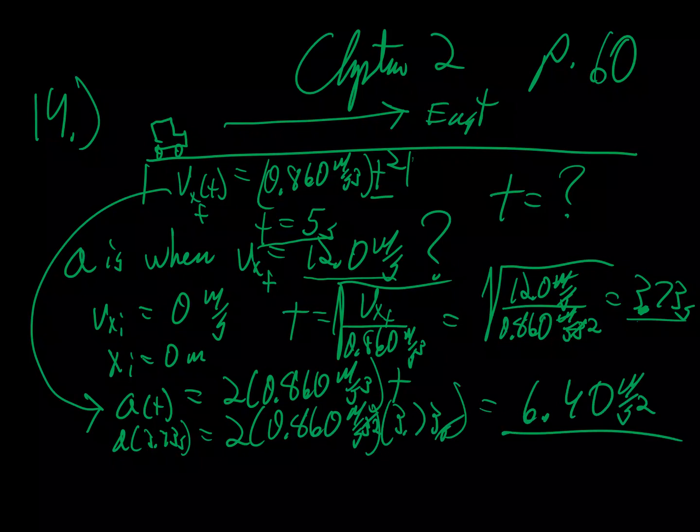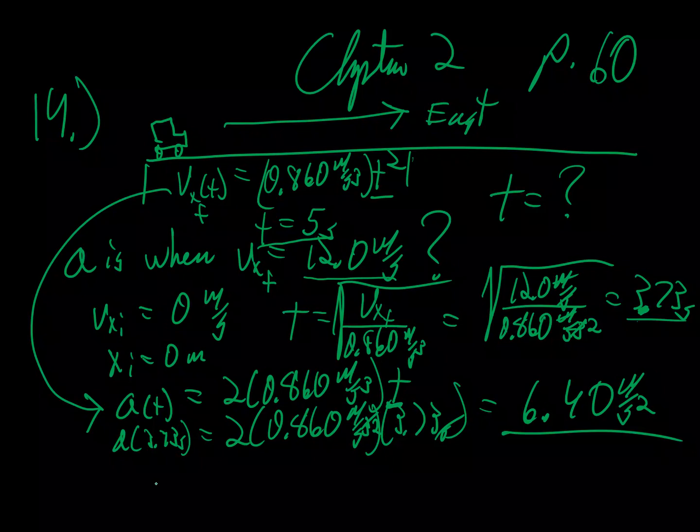Okay. Now, let me ask you this. Is the acceleration constant, or is it not constant? Well, look at your function. When you take that first order derivative from velocity and come up with acceleration, notice that there's still a t left in the equation.